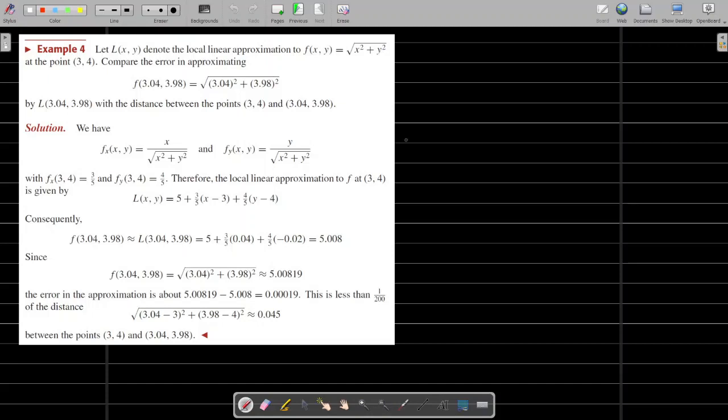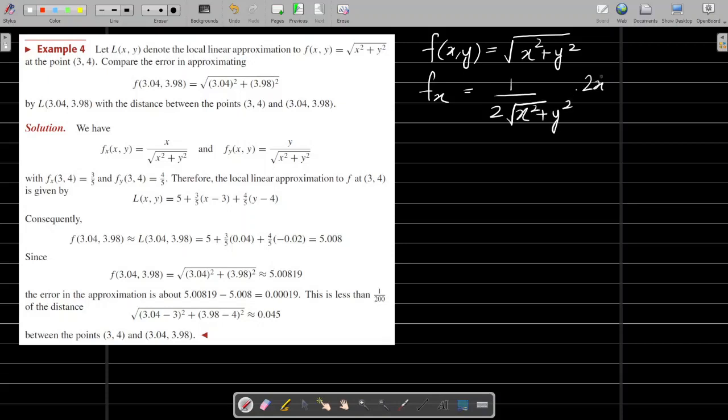Okay, so we are given f(x, y) equal to the square root of x squared plus y squared. So what is fx? Fx is 1 by 2 root x squared plus y squared into 2x. So 2 will get cancelled. We are left with x by the square root of x squared plus y squared. Now fy similarly will be y by the square root of x squared plus y squared.